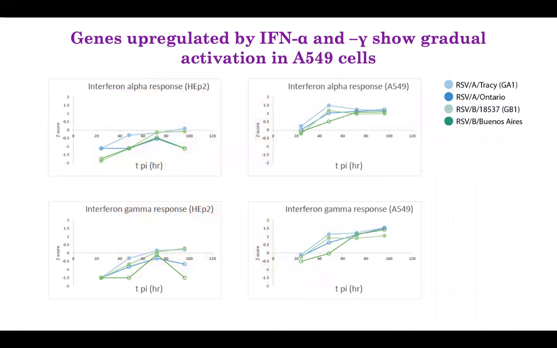So if we look more closely by plotting z-scores through time, we can see some stark and informative differences between cell lines. For instance, genes upregulated by interferon alpha and gamma are never upregulated in Hep2 cells, while they undergo gradual and ultimately very strong activation in A549 cells. The origins of this difference are not clear, but the difference itself is clear evidence of a more potent antiviral response from A549 cells.